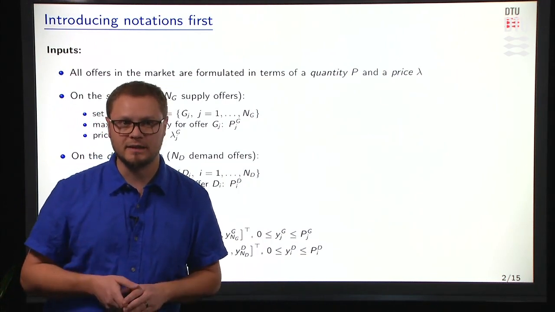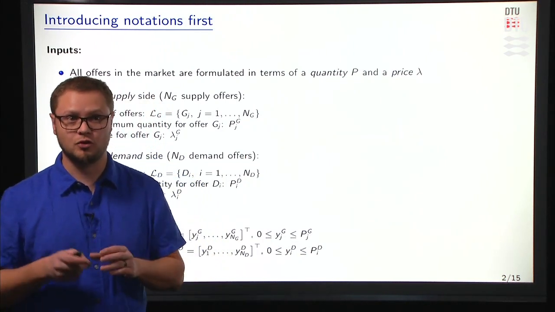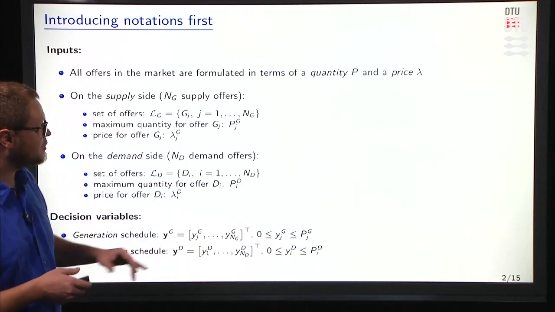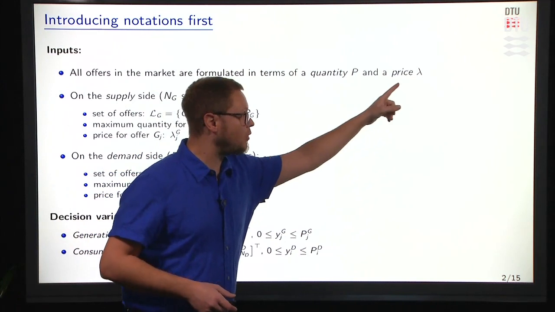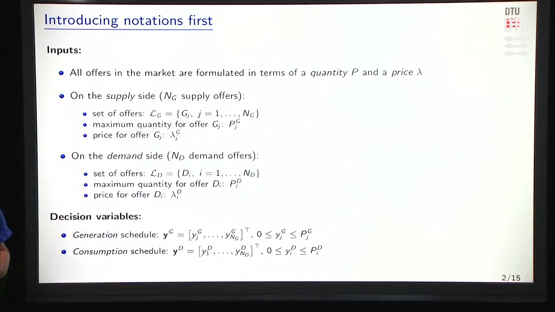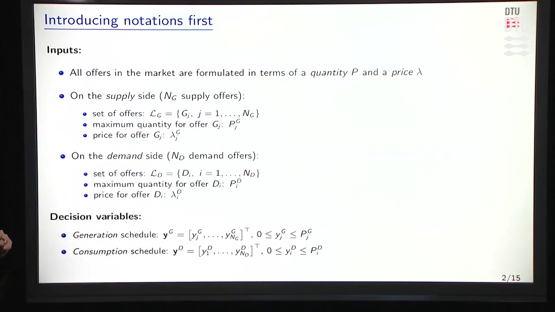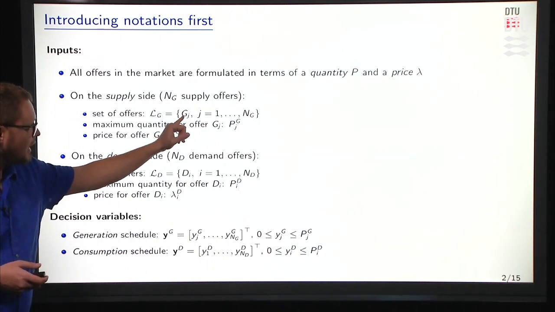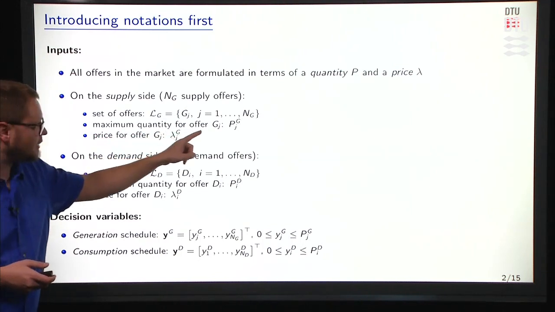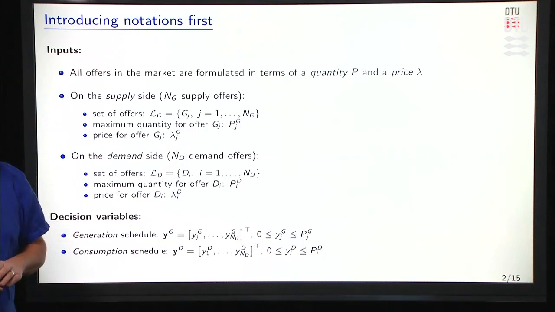Remember that in our market setup, we have a number of agents that are going to offer to supply or consume electric energy. And all the offers are going to be defined in terms of a quantity, P, and a price, lambda. There are two sides to the market. We first look at the supply side, where there are NG supply offers. Each offer is going to be denoted by JG, and they are defined in terms of a maximum quantity for that offer, PGJ, and a price for that offer, lambda GJ.